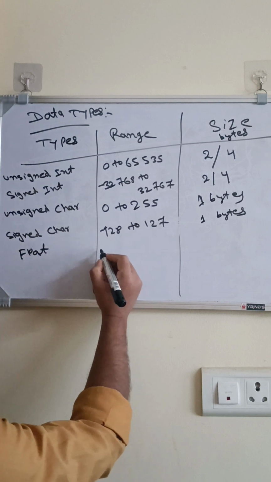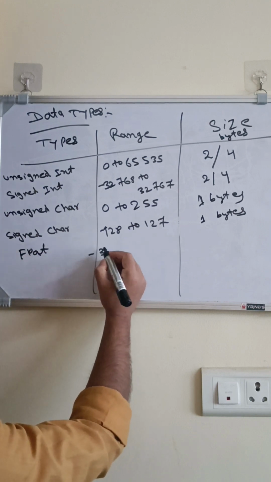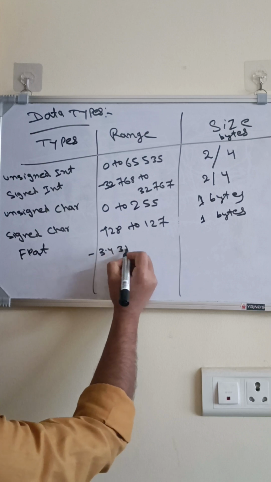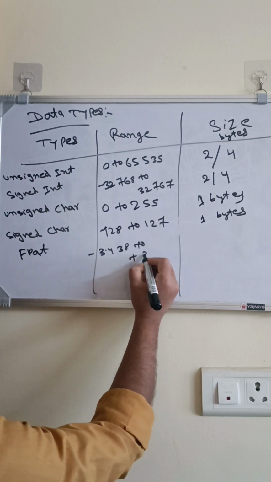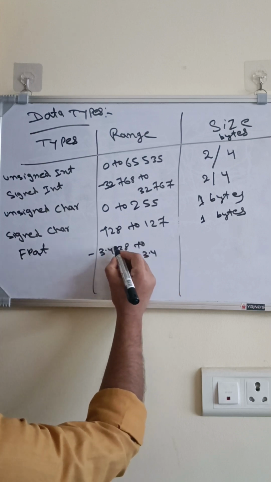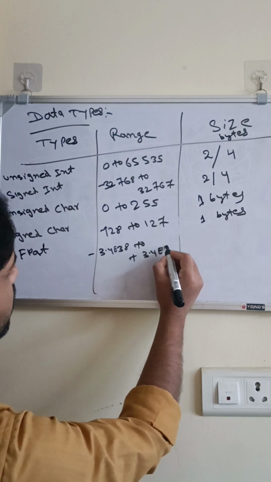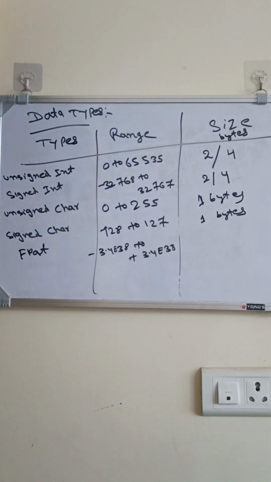Float, the range is 3.4 e minus 38 to 3.4 e plus 38. This is the size of float. It will take 4 bytes. Okay, double float.